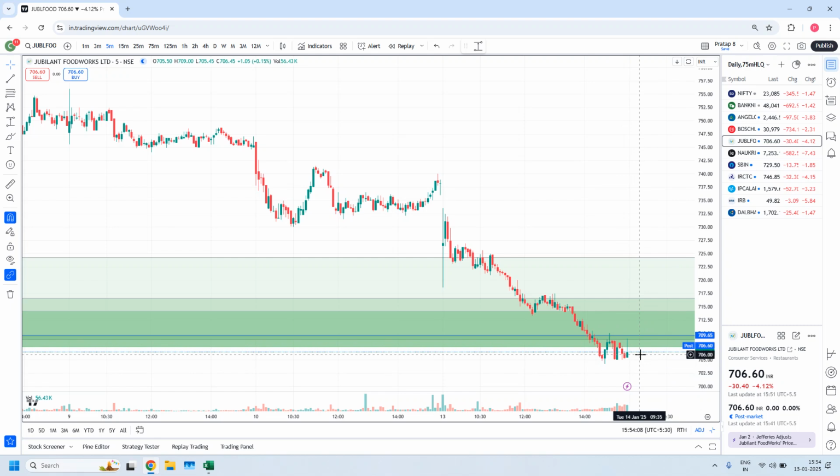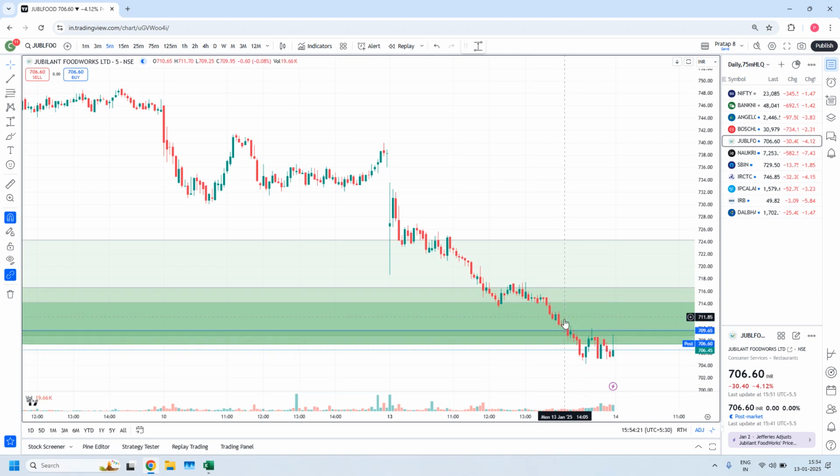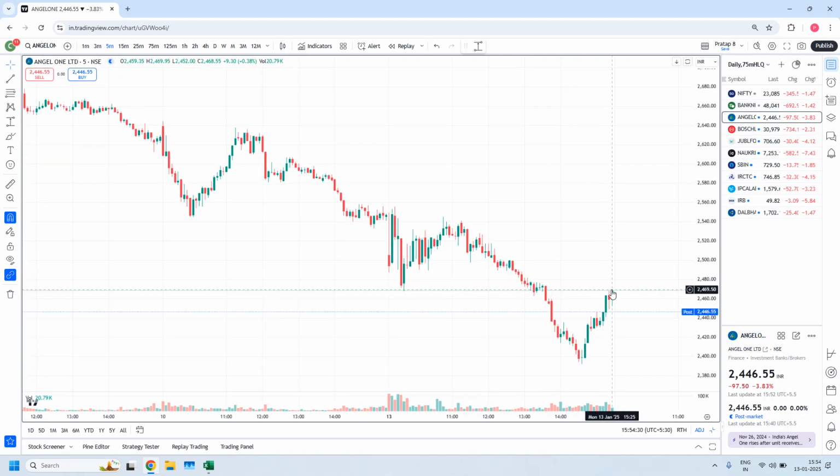In all these stocks, the simple reason is these are the HLQ zones. The fine-tuned 5-minute zones have huge institutional order flow. When they have huge institutional order flow, why are prices not moving up? Why after it is violated only was there some movement? Maybe a little movement or a big movement. Angel One, you have seen a big movement.